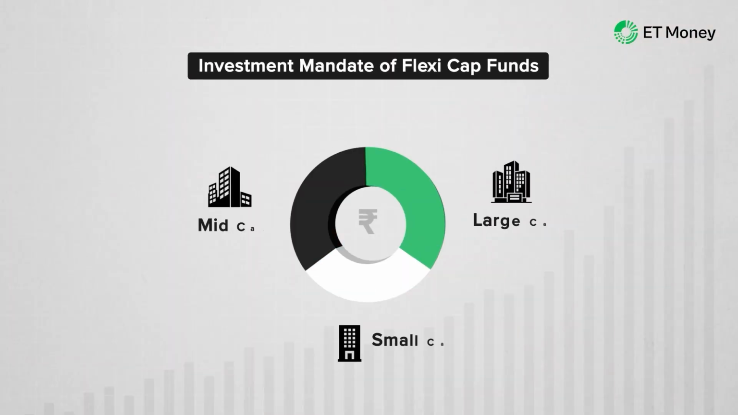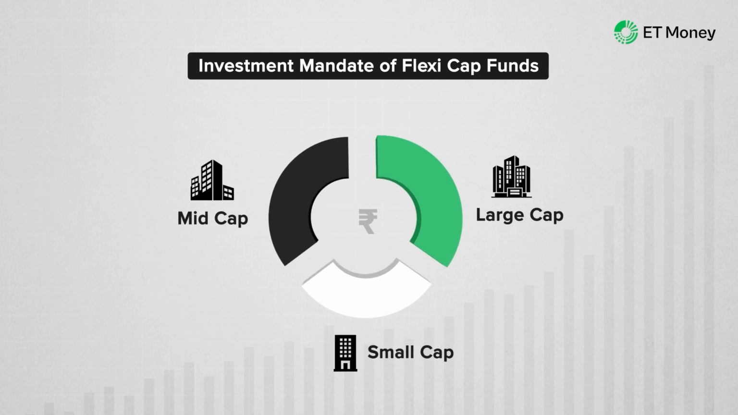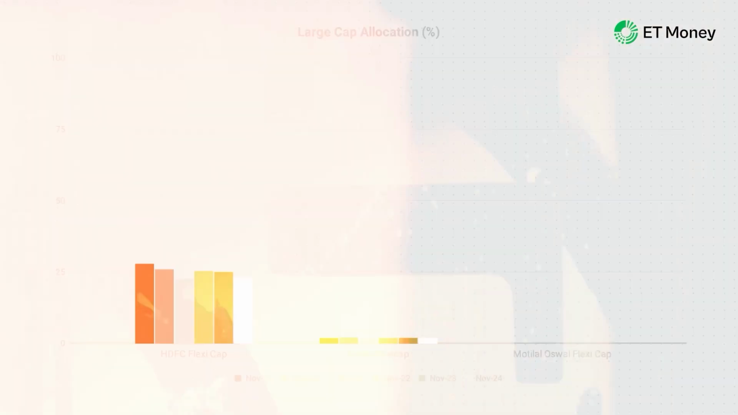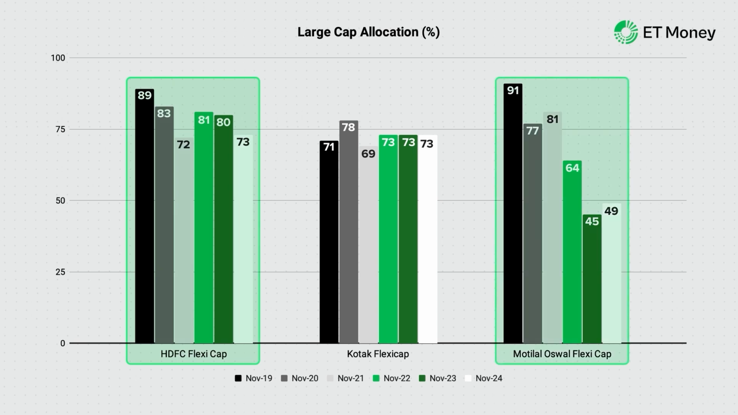As we have already discussed, Flexi Cap funds can invest across large, mid and small cap stocks. A look at the historical market cap allocation of these funds will tell us whether the fund manager has been using the flexibility to generate better returns for investors. So we looked at the past 6-year data for this. HDFC and Motilal Oswal Flexi Caps have reduced their allocation to large cap stocks over the years.